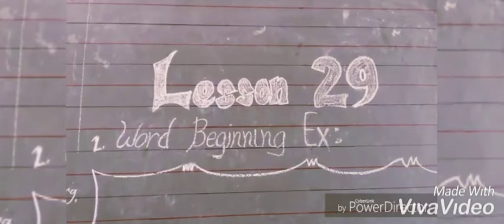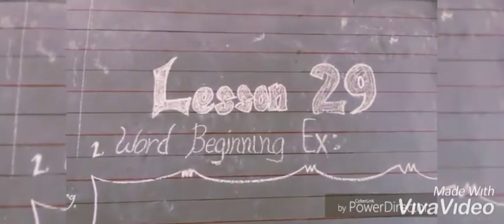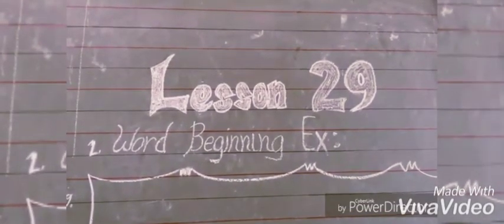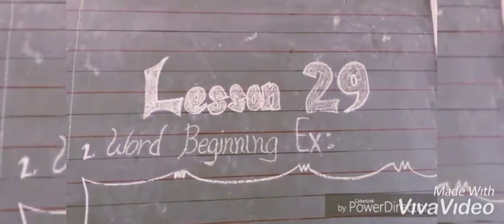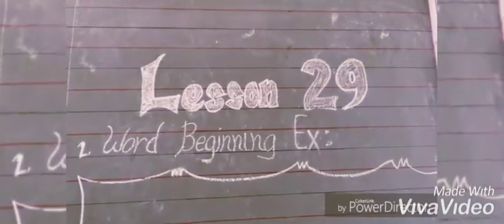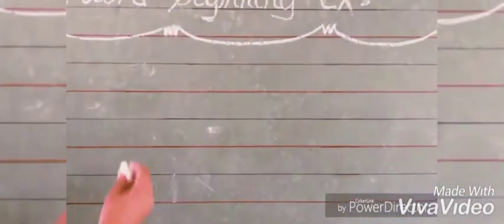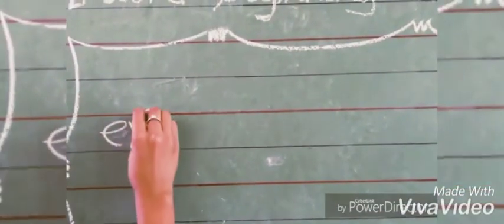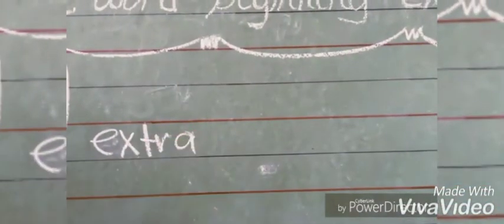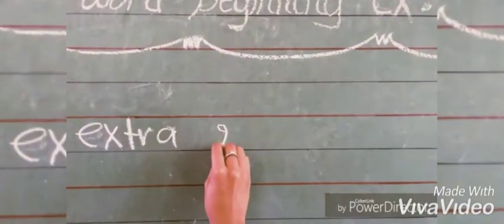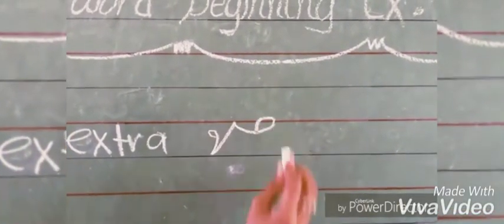I will be discussing principle number 2. The word beginning X is represented by ES. For example, extra. The word extra is represented by the stroke of TS, TRA.